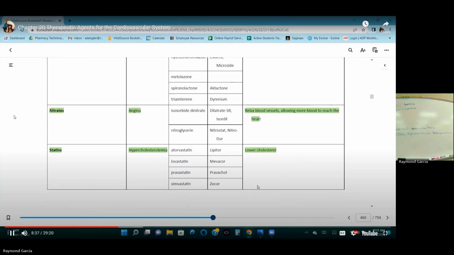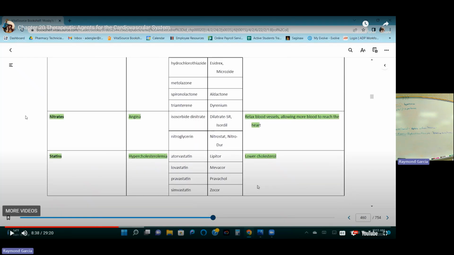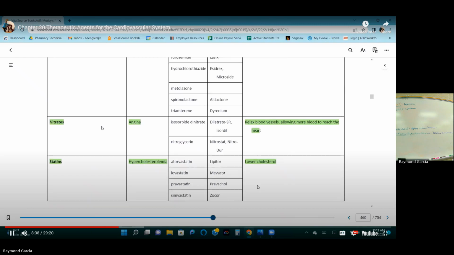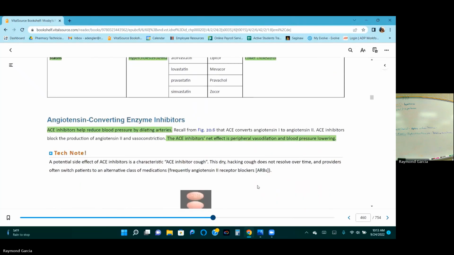Angina treatment. So I skipped nitrates. Nitroglycerin's the main one there. Angina is the tightness of the chest, or if you feel like you're having a heart attack. These are the little bottles that they give older patients to prevent heart attacks, to open up the vessels within the heart. They relax blood vessels, allowing more blood to reach the heart.